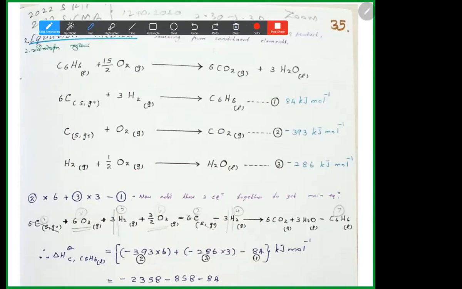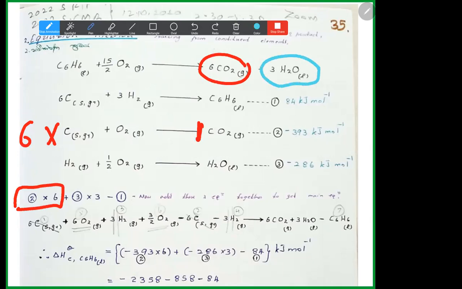So I'm going to make this question equation from these. In that path, I need 6 CO2, but in the second one, I have only 1 CO2. So I have to multiply this by 6. So equation number 2 multiplied by 6. I need 3 water, but here I have only 1 water. So equation number 3 I'm multiplying by 3.